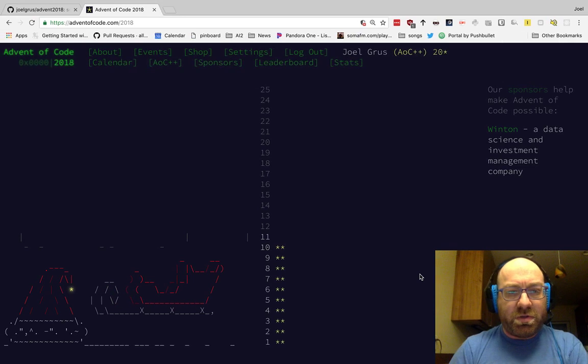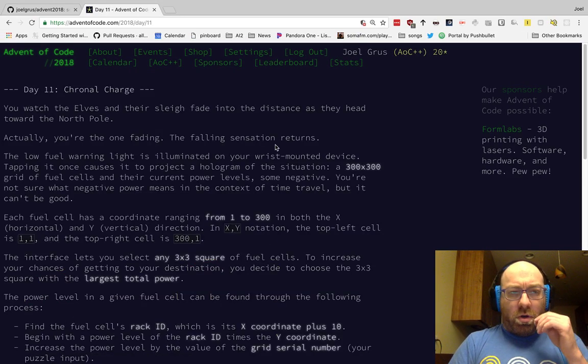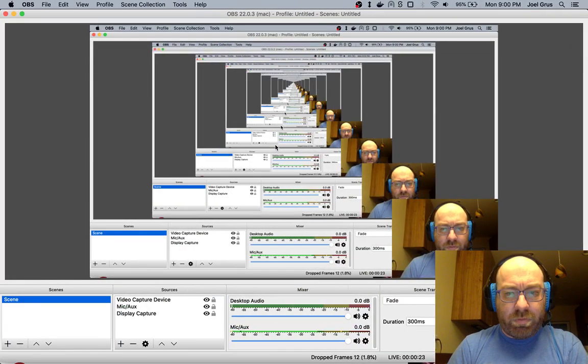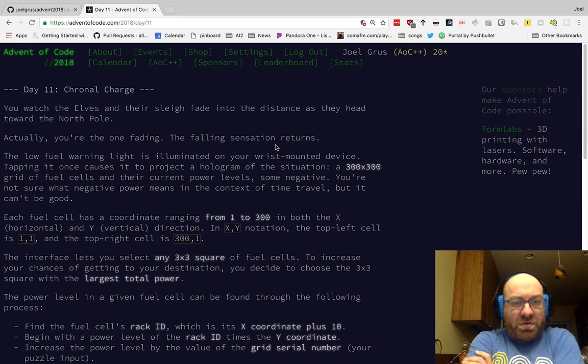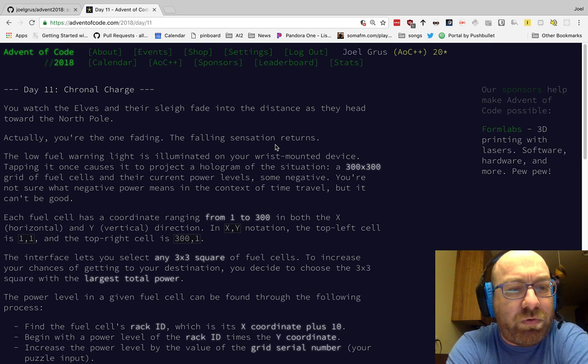All right. So let's check this problem out. Oh, chronal charge. Okay. You watch the elves and their sleigh fade into the distance as they head toward the North Pole. Actually, you're the one fading. The falling sensation returns. Low fuel warning light is illuminated. Tapping at once causes a pair to hologram the situation: a 300 by 300 grid of fuel cells, and the current power level is some negative. You're not sure what negative power means, but it can't be good.